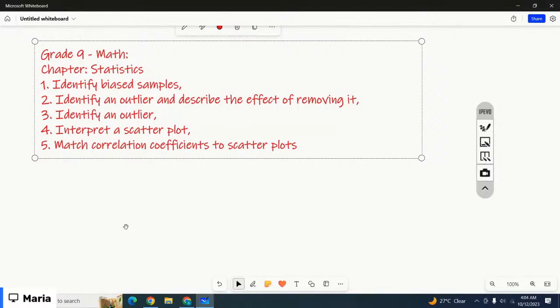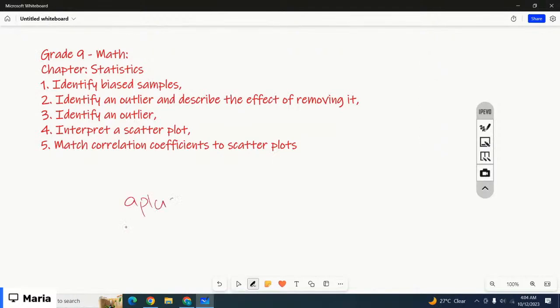You can find all the lessons on aplusstudents.com. You have to log in there using your email address and the password provided by the administrator. Then select math from the subject tab, scroll down to grade 9, and click on view all lessons. There you can find a list of the chapters.